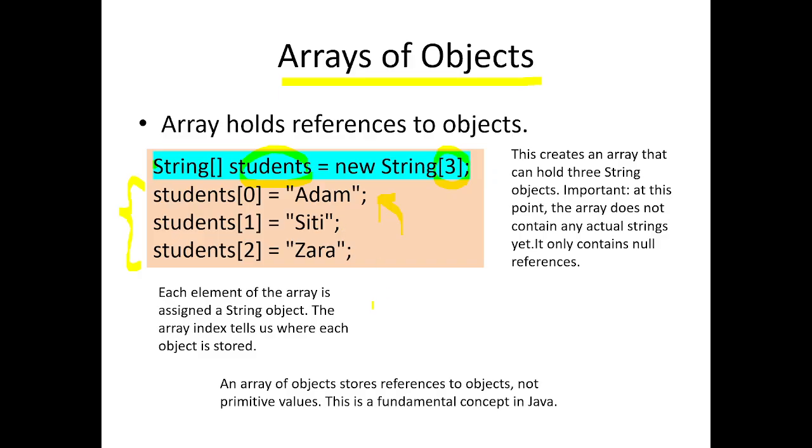So basically, an array of objects stores references to objects, not the primitive value. Primitive value is your primitive data types. So this is the fundamental concept in Java.